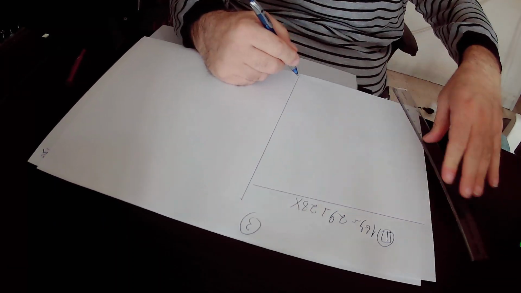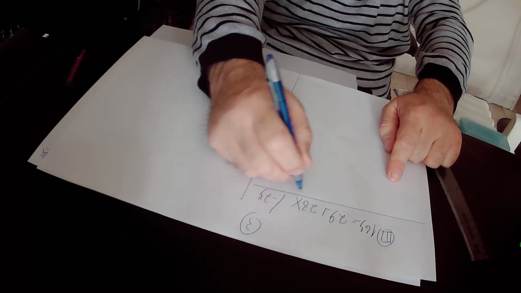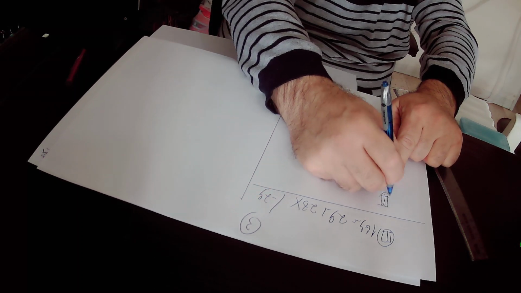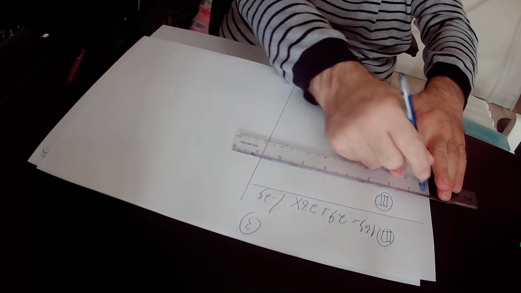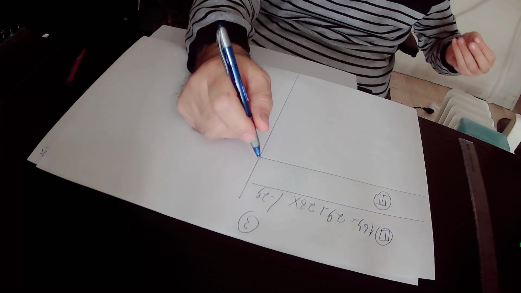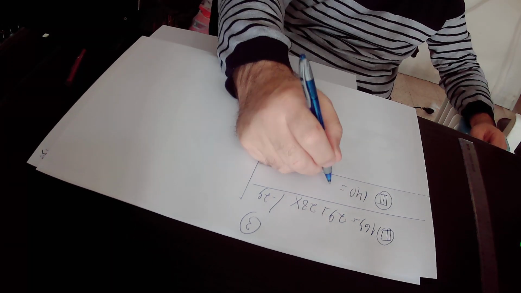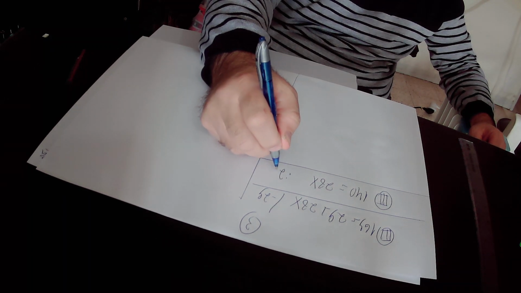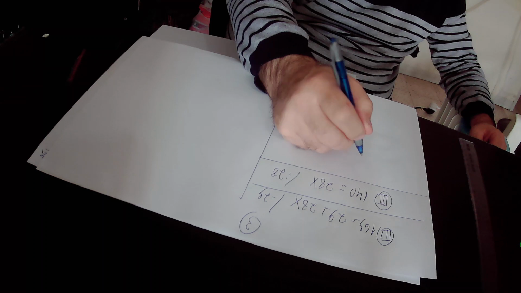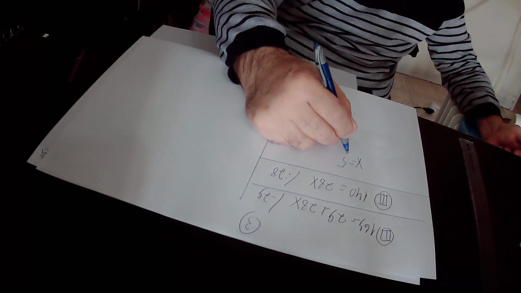So here we subtract 29 from equation number 3, and we get that 169 minus 29 is 140, so 140 equals 28x. Here we divide equation number 3 by 28, and we get that x equals 140 over 28, which is 5, so x equals 5.